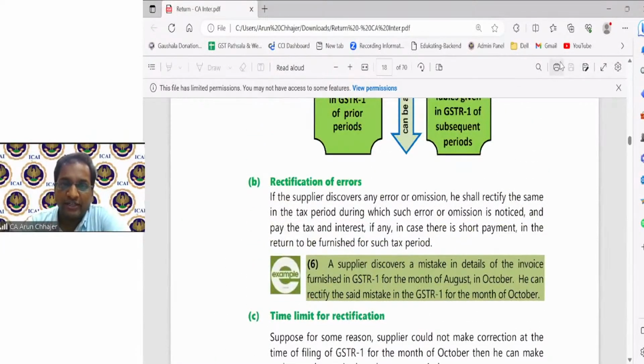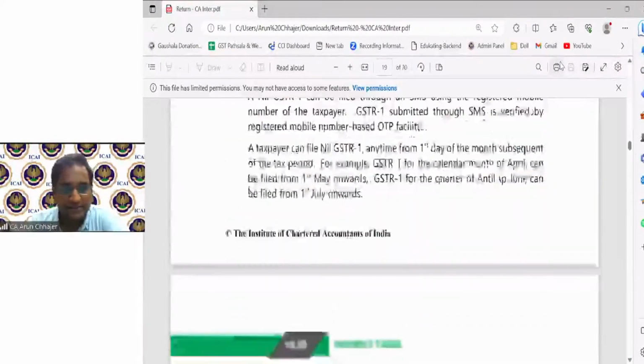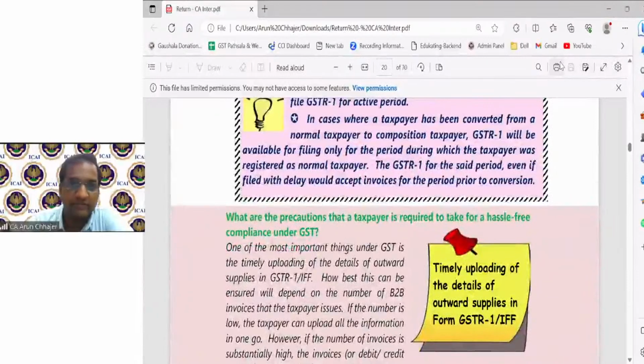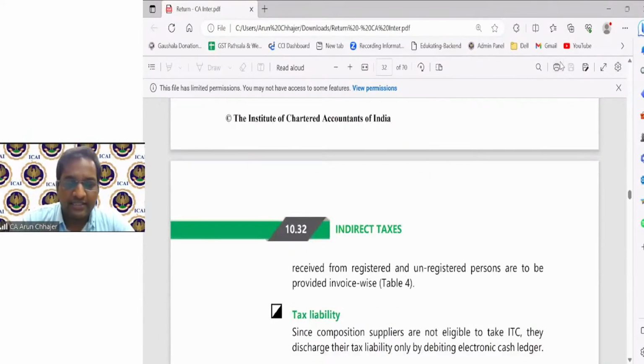Rectification of error, we have already discussed. Nil GSTR1, yes, it is required to be reported in the nil GSTR1. So fine. Rest of the details we will discuss in the next class.